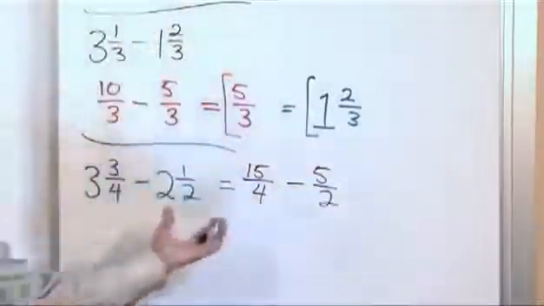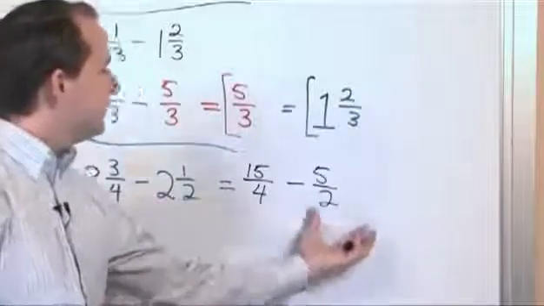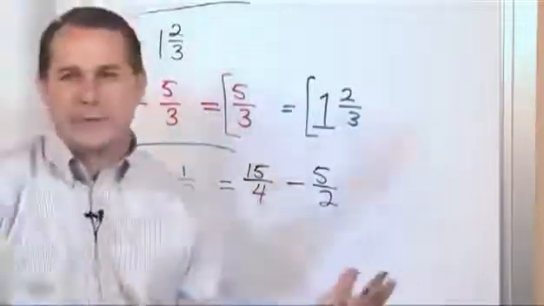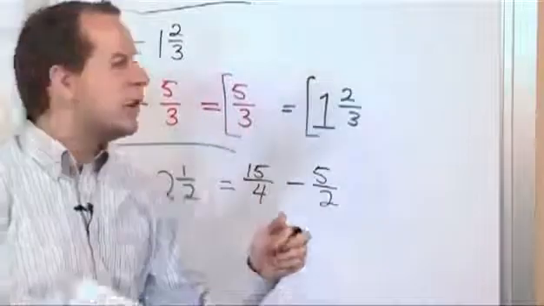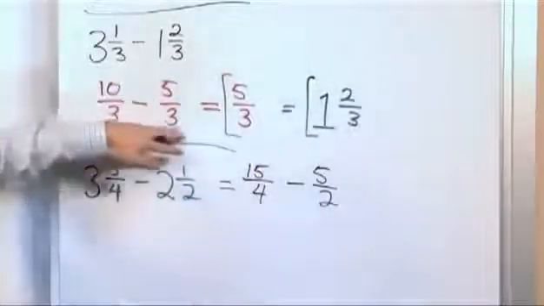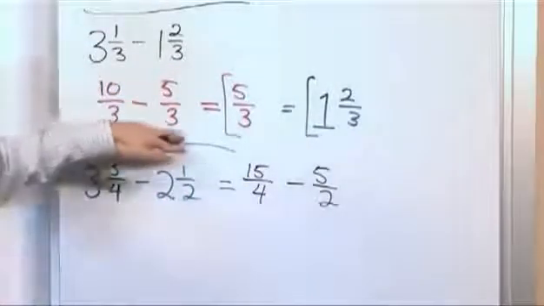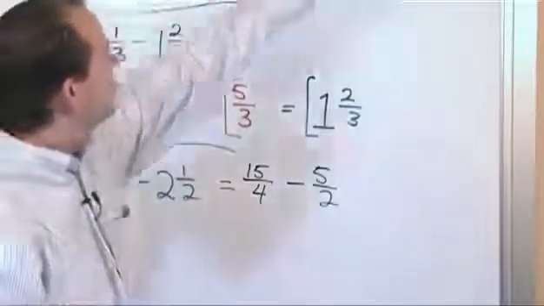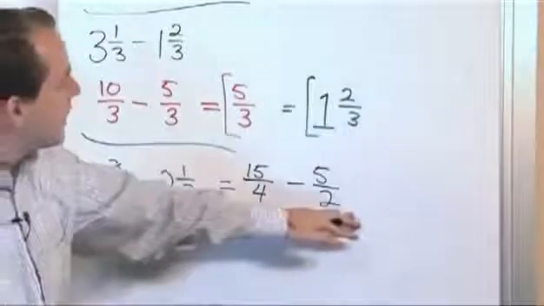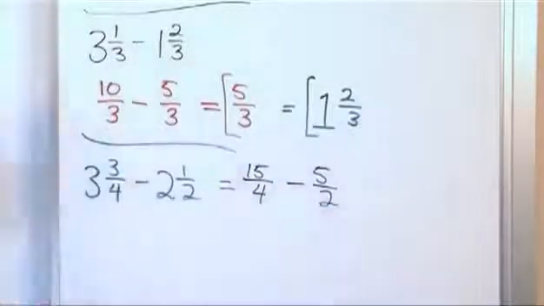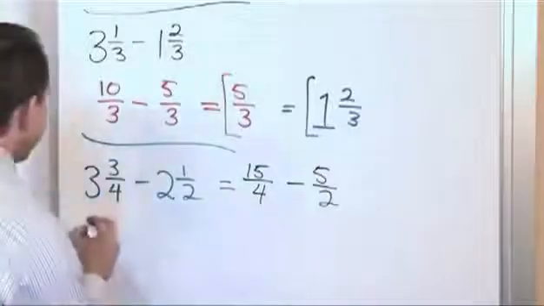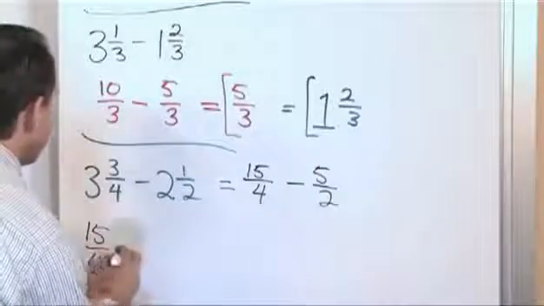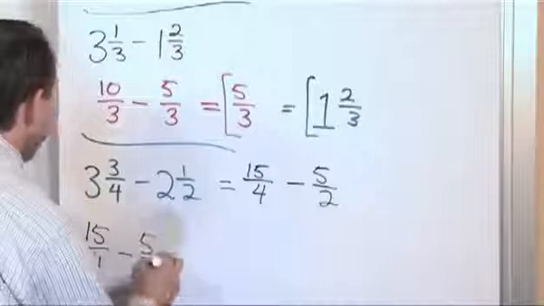So here we've converted them, we want to do the subtraction, but we don't have a common denominator. We always have to have the common denominator. Notice in this problem, it was constructed so we already had a common denominator, so we just did the work. But here, when we get to this step, we don't have a common denominator, so we have to make them common first. So let's go ahead and rewrite this as 15/4 minus 5/2.